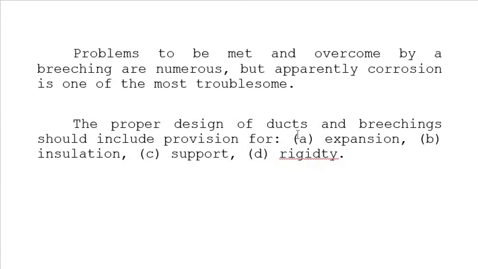So the proper design of ducts and breeching should include provision for A, expansion, B, insulation, C, support, and rigidity. So we have some provision here for the proper designs of ducts and breechings. These four should be followed.